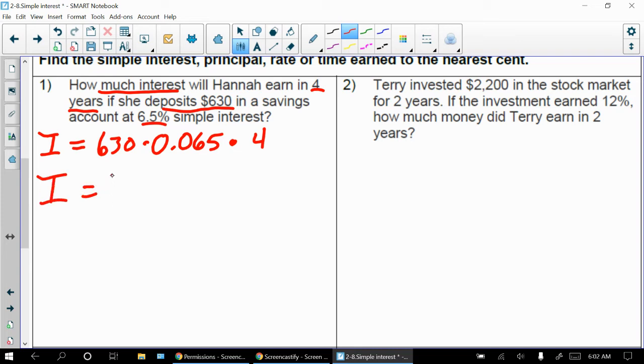So I equals 163.80. So with money, always make sure you have something in the penny spot. Okay, so then you're going to have to do 2.